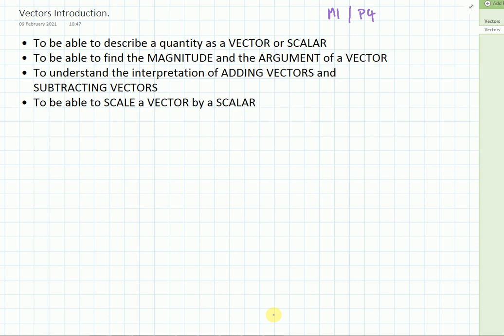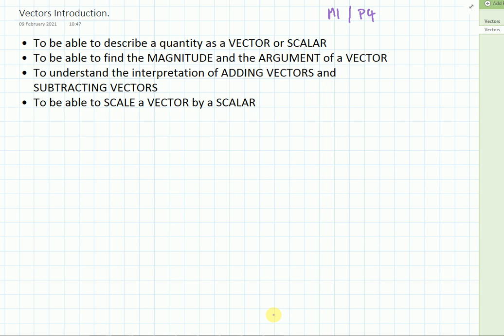Okay, this is a quick introduction to the purpose of vectors. A vector is a value that has a quantity and a direction. Scalars are values that just have a quantity and no direction at all. And vectors are often used for things like displacement, acceleration, velocities, forces in mechanics. But they can be used in other areas of mathematics as well.